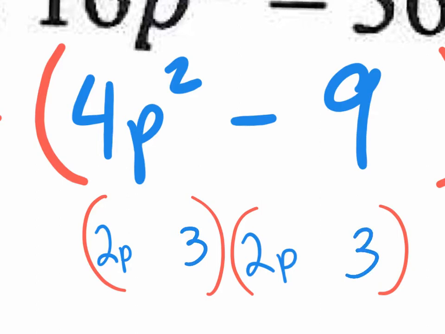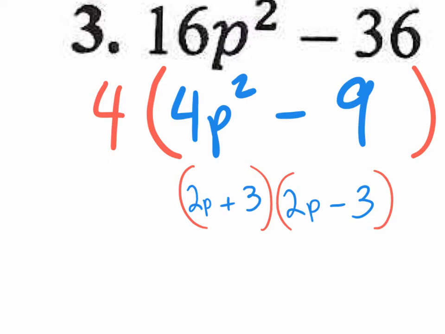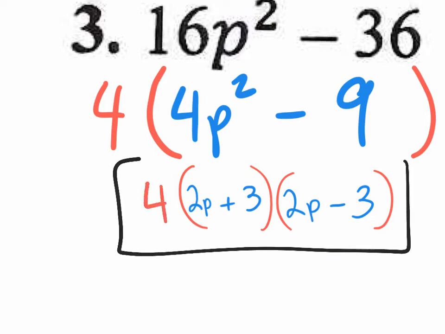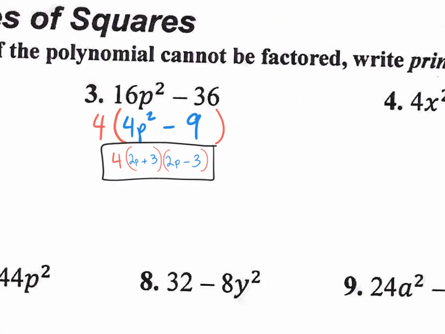And we know that this is a binomial, which means that the middle terms have to cancel out. And the only way the middle terms cancel out when you distribute is if one is a positive and one's a negative. And let's not forget about the outside 4 that we originally factored out. We need to bring that down. And that's your answer for number 3. Let's take a look at number 5.